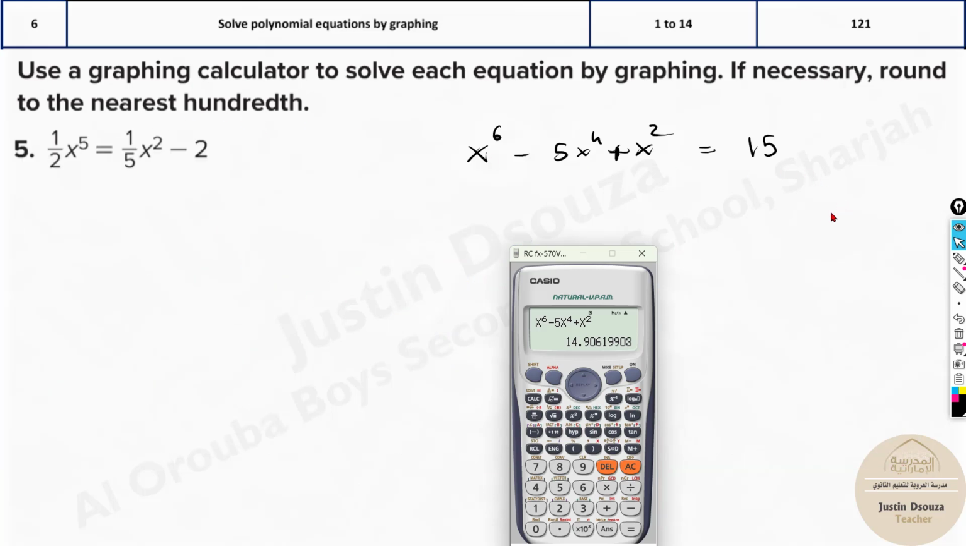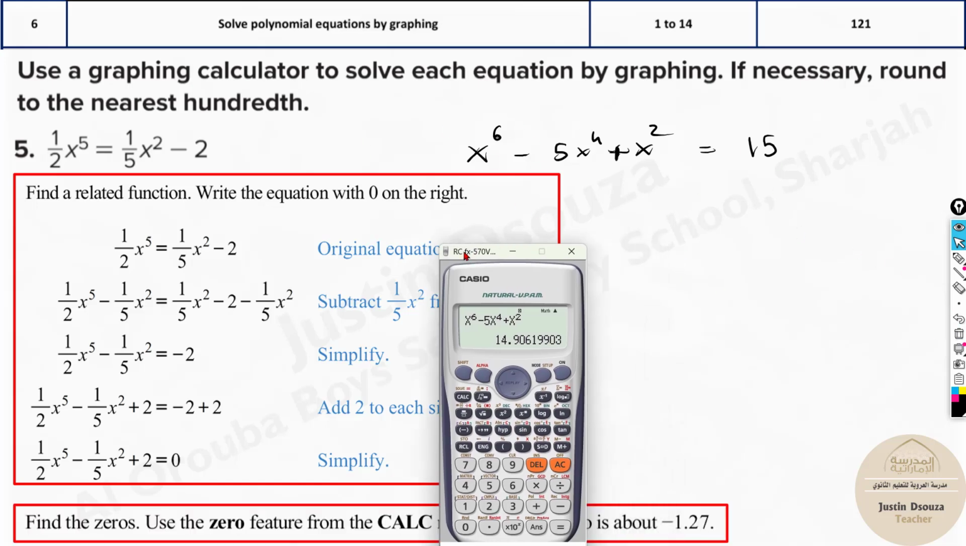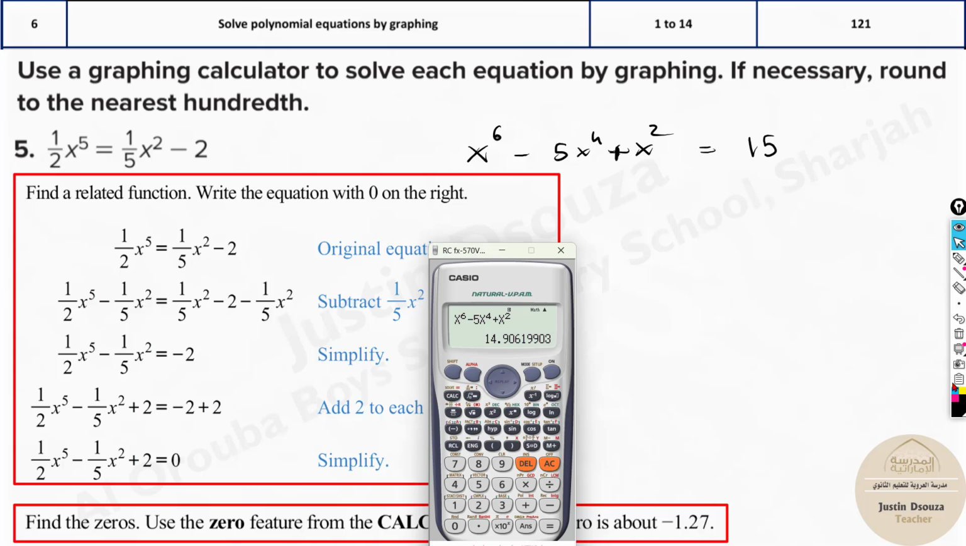Now, all these problems can be done the same way. You need to just rearrange with all the variables on one side. And then let's check. Over here, there is only one answer. So I will write this equation. It is 1 by 2 x power 5. And then we have minus, because this goes to the other side, 1 divided by 5 x squared. Now that must be equal to negative 2 because I took this to the other side, okay? All the variables on one side, constants on the other side. Now let me calculate this at negative 1.27.